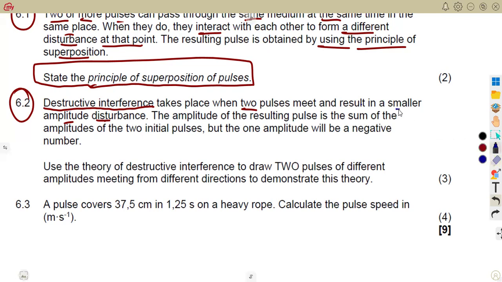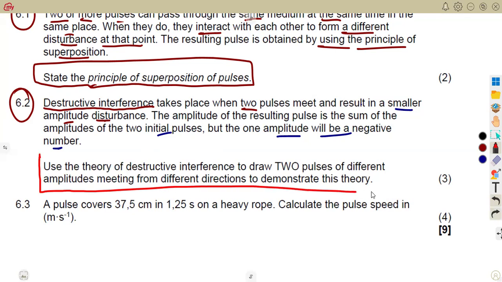That is the condition. We are supposed to know this one because they can even ask you to describe that. So the amplitude of the resulting pulse is the sum of the amplitudes of the two initial pulses, but one amplitude will be a negative number. This is exactly what destructive interference is all about. It's like a description that they are giving us. Like I said, they can ask you this description, so do not just take it for granted. You're supposed to know this. So our question is here.